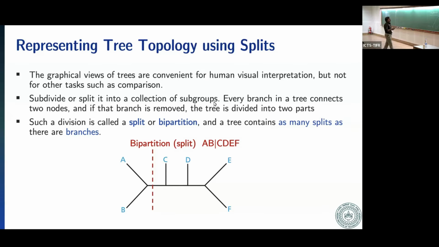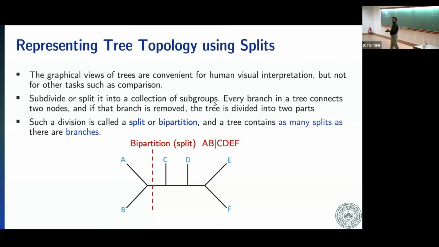So that means that is like a split or a bipartition. If you take, for example, this tree, and I want to split this particular branch, or if we just remove this branch, then on one side we get this set of leaves or nodes, C, D, E, F. On the other side we get A and B. So this is a bipartition, and through this bipartition, this is how the nodes are subdivided.